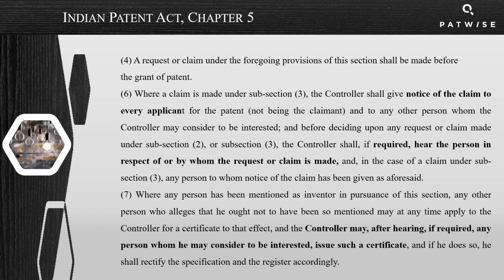Now, where a claim is made and a notice of claim for a patent is given, the controller has to pass on this notice of the claim to every other applicant and the inventors of the patent application, and the other person is also given an opportunity to be heard before the controller takes the decision of including or not including the new claimant.